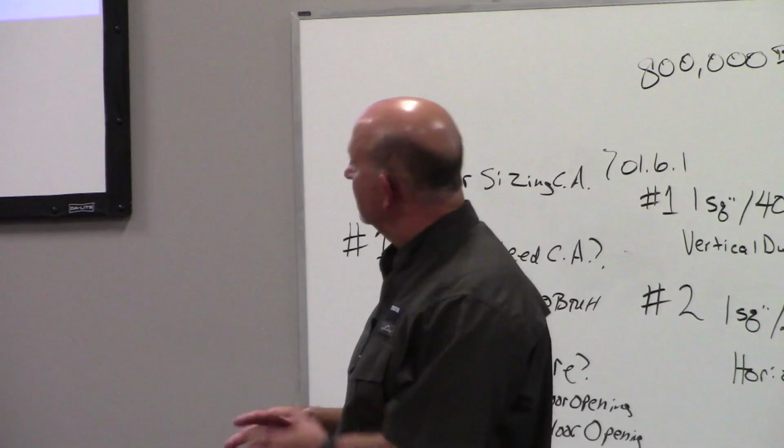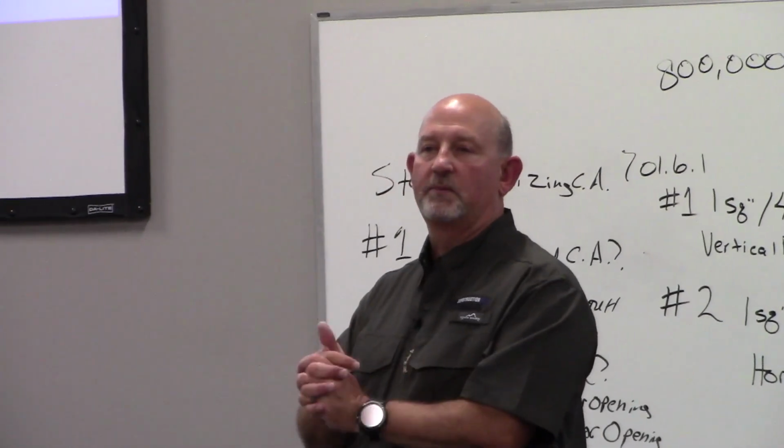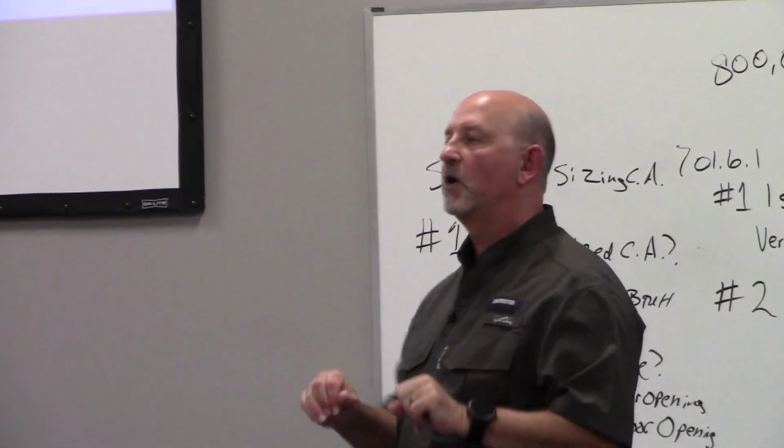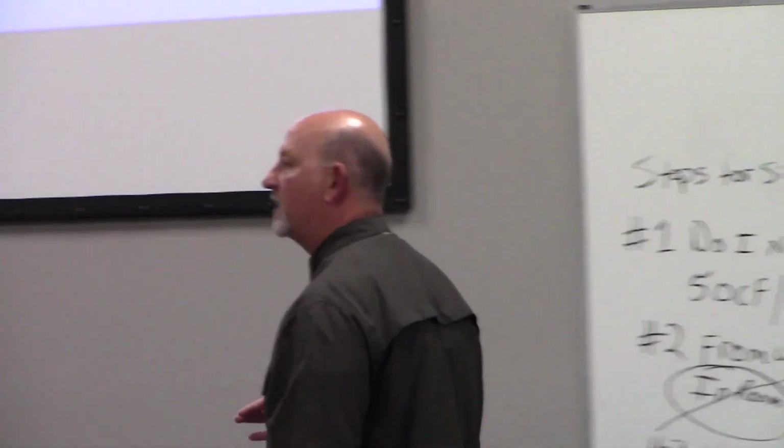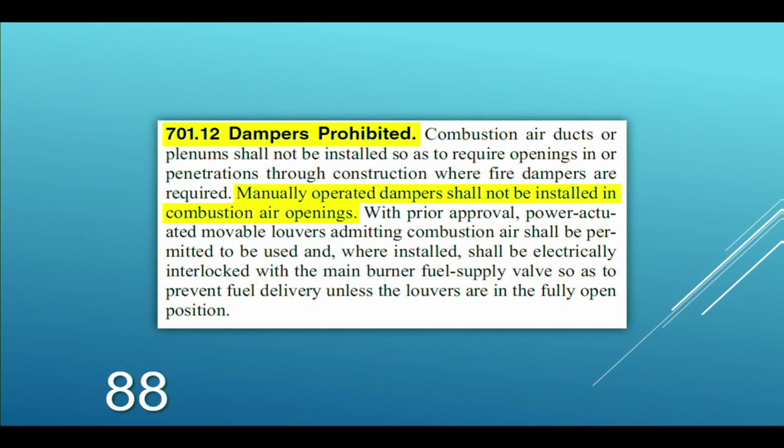So anyway, are you allowed to install a damper on combustion air ducts? Careful, careful. Are you allowed to install a damper on combustion air ducts? Yes, you are. Do you agree? This said no manual dampers. Read on down. What does the rest of it say? With prior approval, power-actuated movable louvers admitting combustion air shall be permitted to be used and where installed shall be electrically interlocked with the main burner fuel supply valve so to prevent fuel delivery unless the louver is in a fully open position.